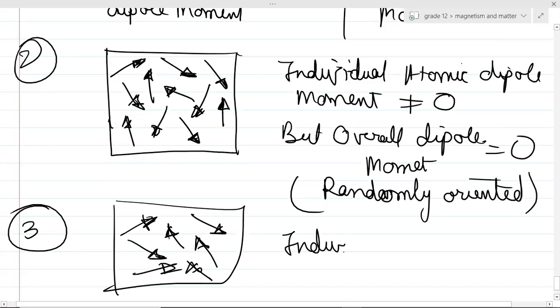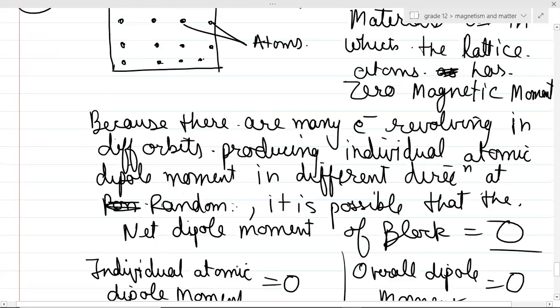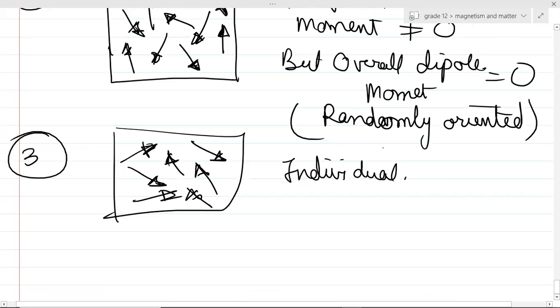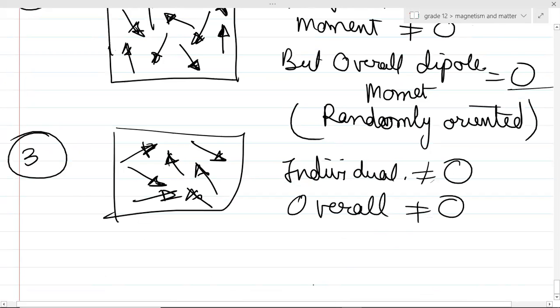Wait, so what's the difference between the first and the second case? The first case is where the individual atomic moment is 0 and the overall is also 0. The second will be the case where the individual is not 0, but since they are randomly oriented, the overall is also 0. The third will be the case where the individual is not equal to 0 and the overall is also not equal to 0, right? So this material will have a certain total magnetic moment of its own. Yes or no?